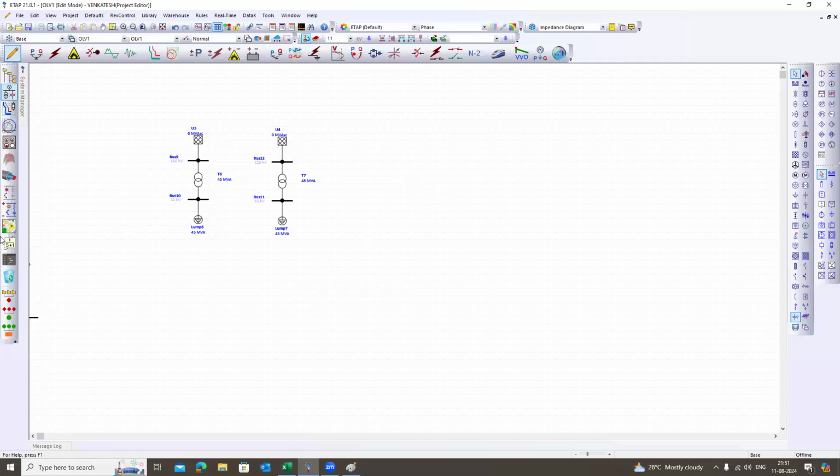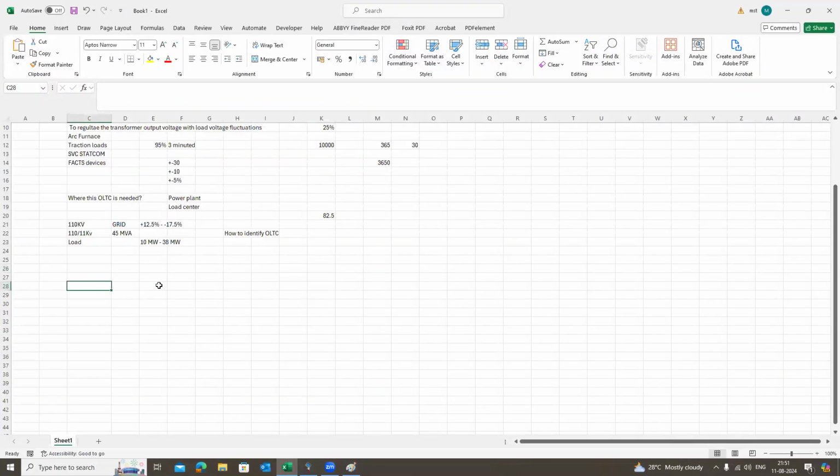So here we need to run two different cases. One is with 100% load, that is 38 megawatt, and another with the lesser load, that is 10 megawatt. And we also have to run for different grid voltages. Let me create some points here. One is the grid voltage is maximum and the load is maximum or minimum.